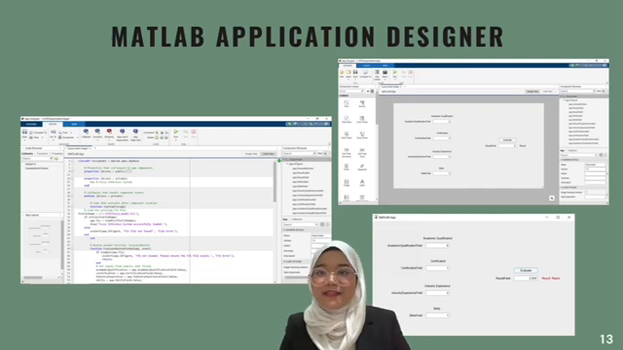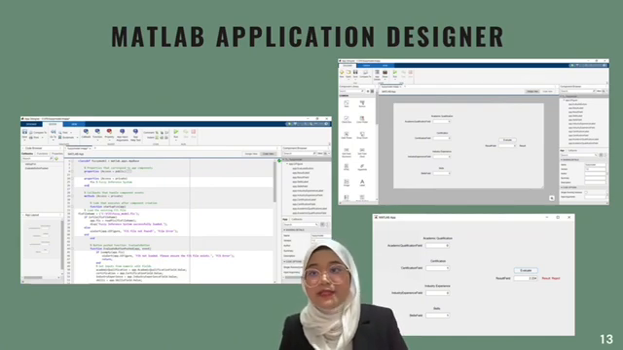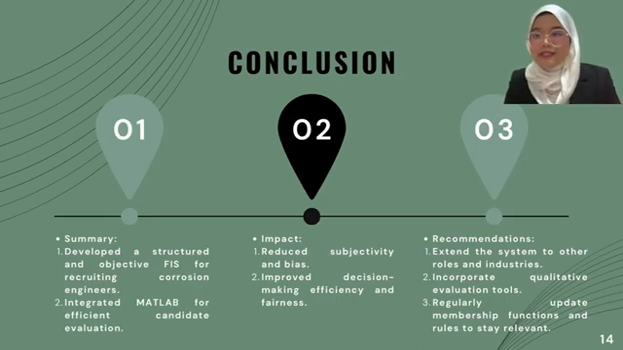This is the final interface built using MATLAB Application Designer. It allows HR staff to enter values using sliders or input fields. Once they click Evaluate, the system immediately displays whether the candidate should be accepted or rejected along with a numerical score. In conclusion, this FIS offers a more objective, structured approach to recruitment.